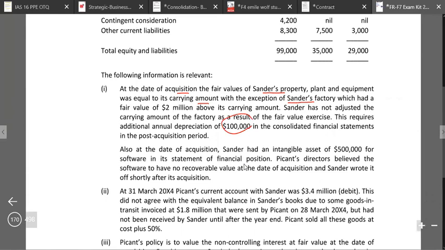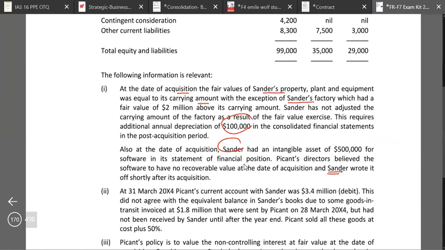Also, at the date of acquisition, sender had an intangible asset. There's one more adjustment of 5 lakh for the date of acquisition. For the software in the statement of financial position, Picant's directors believed that the software had no recoverable value. So it was actually in the books, but it has no value now, so this should be written off. They believed the software had no recoverable value at the date of acquisition, and sender wrote it off shortly after its acquisition.